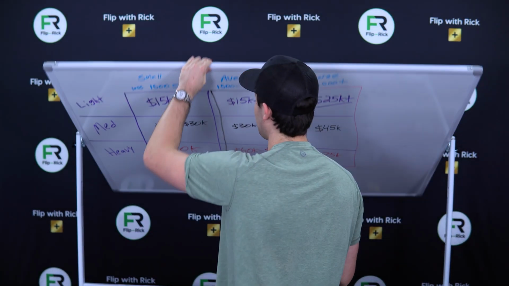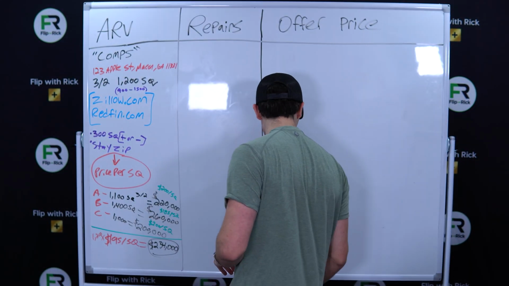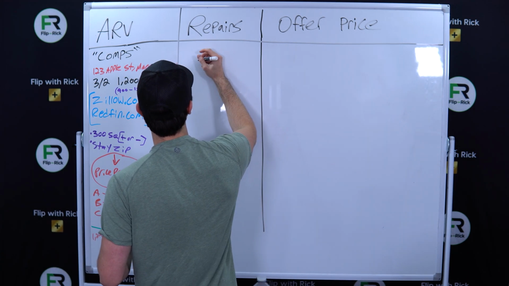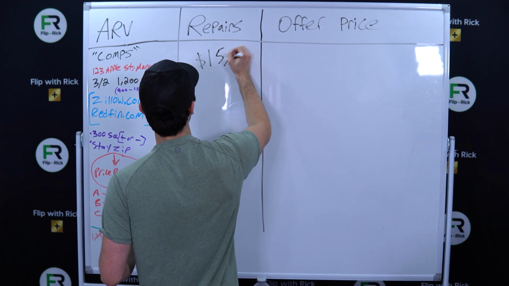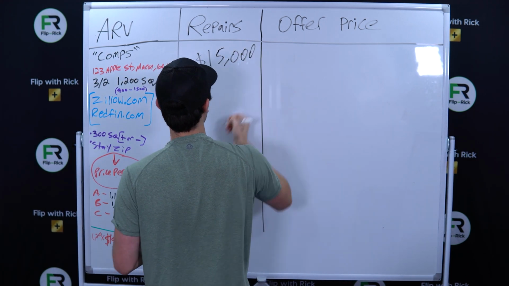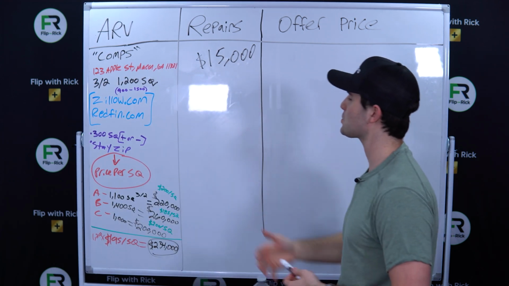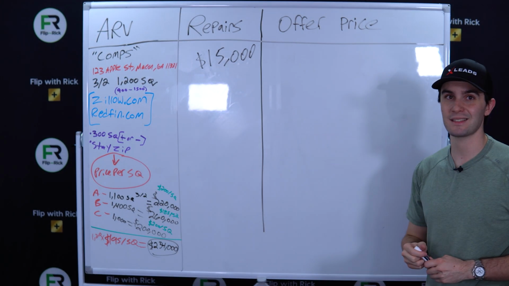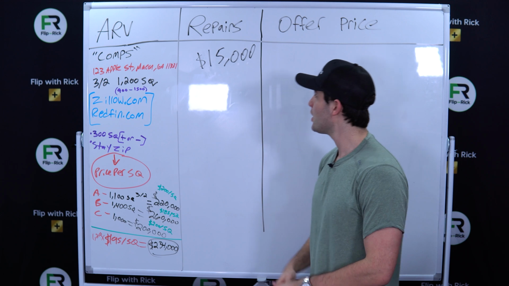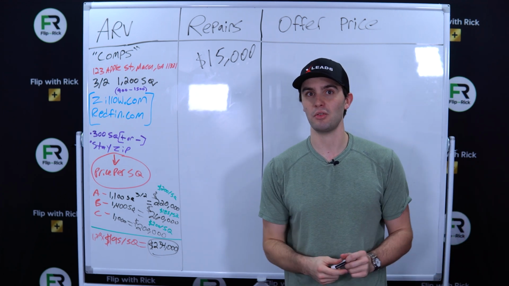Flip this over and we could tell with Zach's handy dandy calculator, $15,000 is the repairs. Maybe it's $30,000 if it needs a medium, right? But $15,000, that's the repair cost. Pretty dang simple. So we got ARV, we got repairs, and now we can do our offer price.